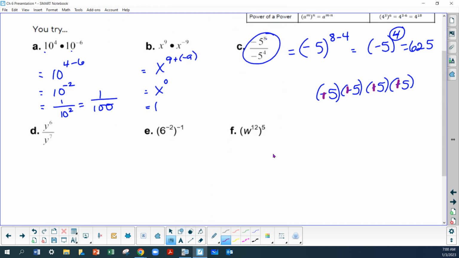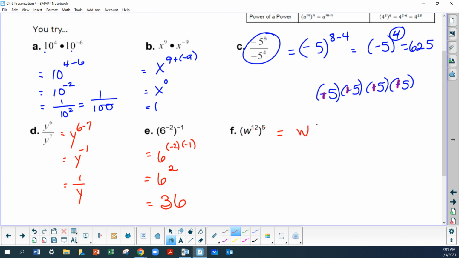3 more to go, and here are my answers. Y, 6 minus 7, since it's a quotient, y to the negative 1, 1 over y, using that negative exponent rule. Power to a power says to multiply the two exponents, and that's going to give me 6 to the positive 2, and that would be 36, right? Another power raised to a power, what should we do? We should multiply those, shouldn't we? And we get w to the 60th, and there's our final answer.